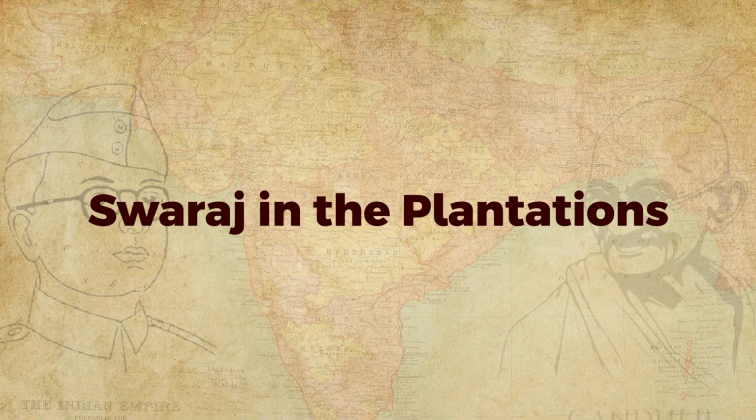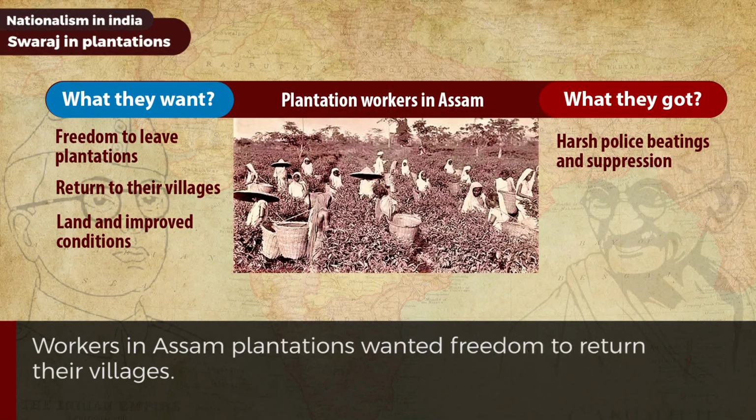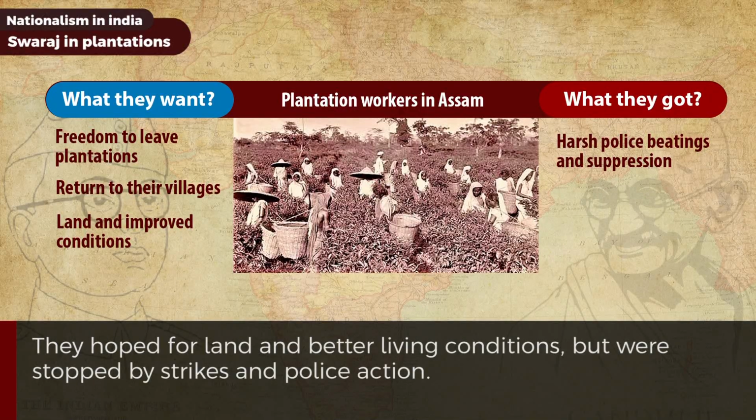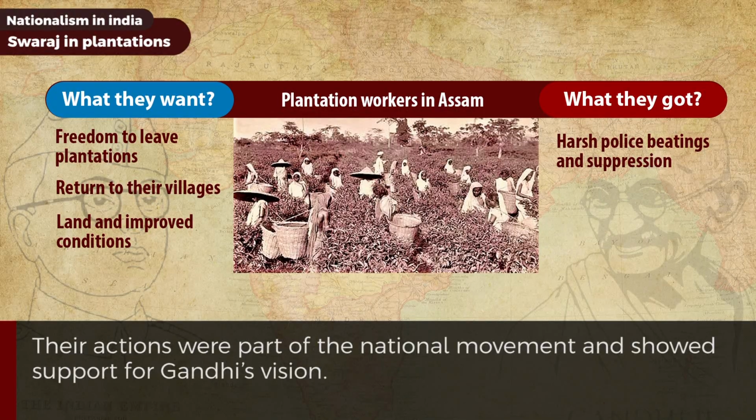Swaraj in the plantations. Workers in Assam plantations wanted freedom to return to their villages. During the non-cooperation movement, they tried to leave but were beaten by the police. They hoped for land and better living conditions, but were stopped by strikes and police action. Their actions were part of the national movement and showed support for Gandhi's vision.